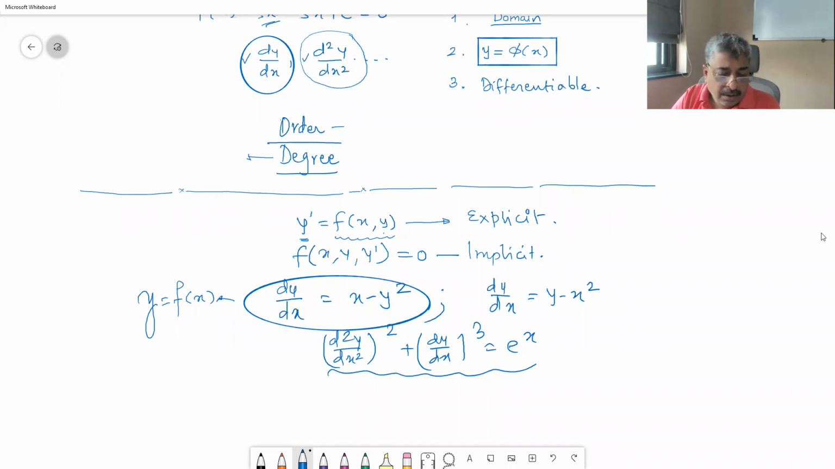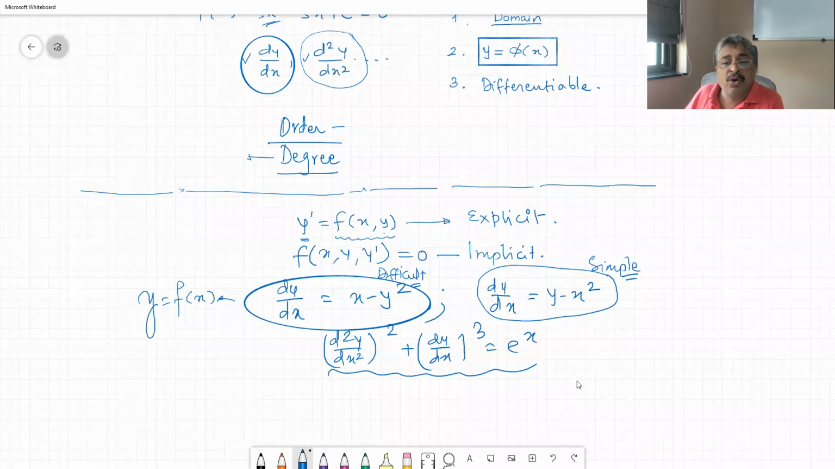Maybe this is extremely difficult. This is difficult to solve, maybe we may not be able to solve. This is extremely simple to solve. So almost they look alike, but as far as solution is concerned, there is substantial difficulty level in solving them. Okay, so this is how the differential equations are going to look like.